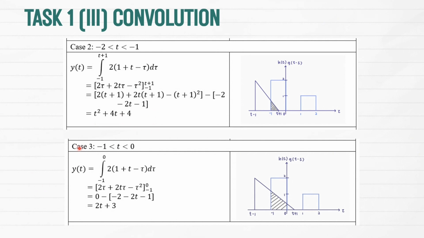The next figure shows the calculation for the third section of the output signal, where t is between -1 and 0. Here, the overlap occurs between tau equals -1 and tau equals 0, making the calculation the same as for the second section, except for a change to the limits of integration. The output signal is shown in the slide as well.